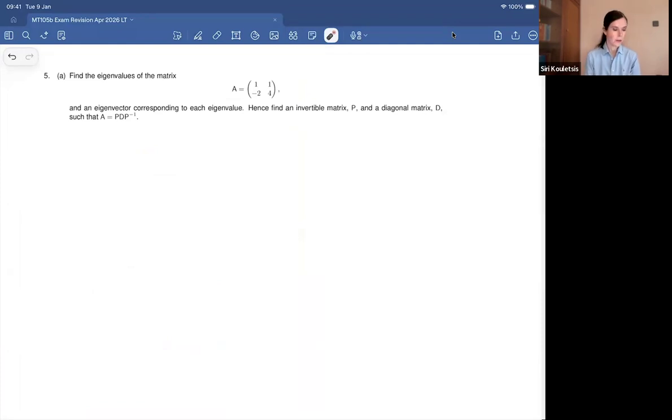Now, some diagonalization to end with. Find the eigenvalues of the 2 by 2 matrix A here and an eigenvector corresponding to each eigenvalue. Hence find an invertible matrix P and a diagonal matrix D such that A equals P D inverse.